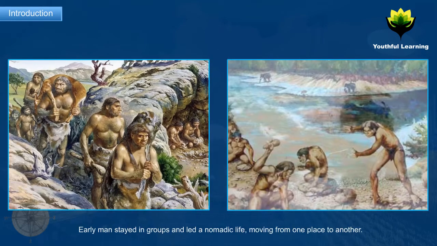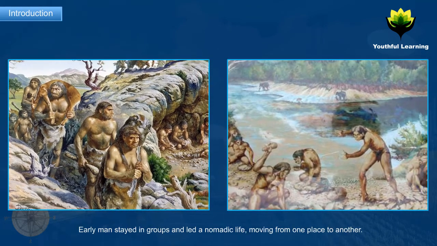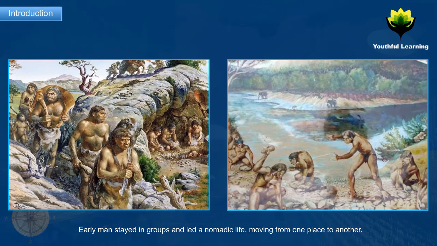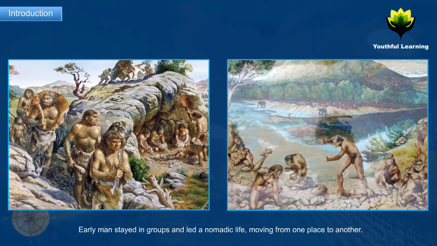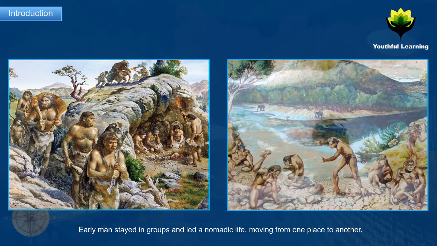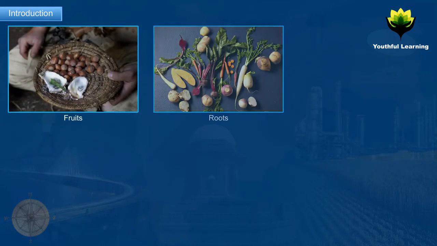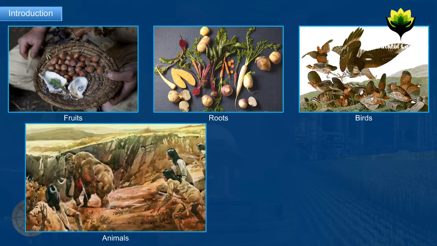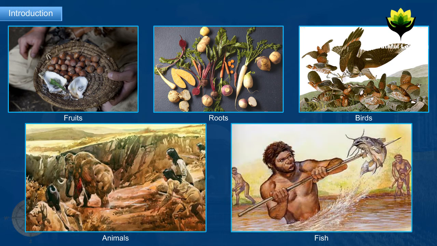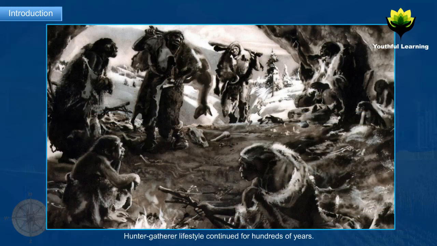Early man stayed in groups and led a nomadic life, moving from one place to another. To satisfy his hunger, man collected fruits and roots and also hunted birds, animals, and fish. This hunter-gatherer lifestyle continued for hundreds of years.